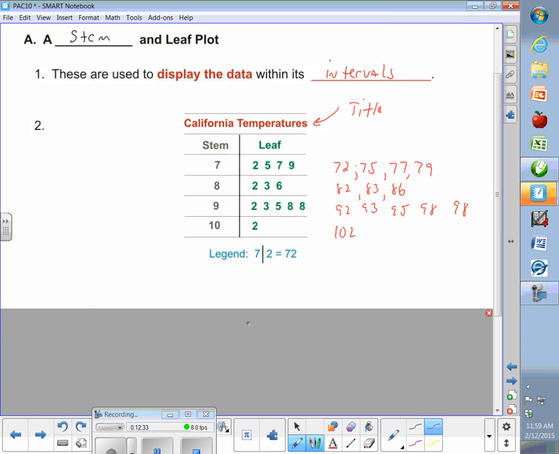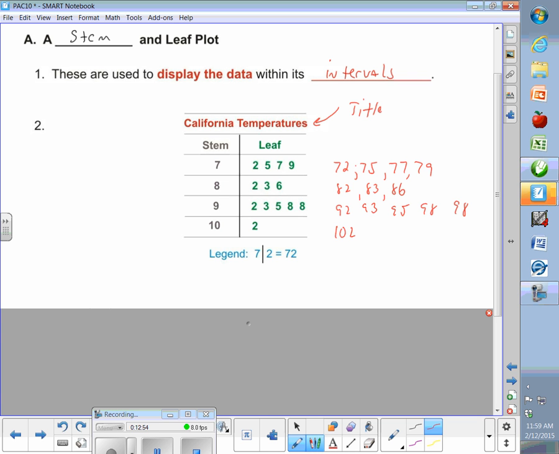This is the value of a stem and leaf plot. At a quick glance, you can tell which interval has the most data. That's its value. Everything has its own value. We're going to talk about pie charts tomorrow, bar graphs, broken line graphs. We've already talked about a box and whisker plot. They all have their value.